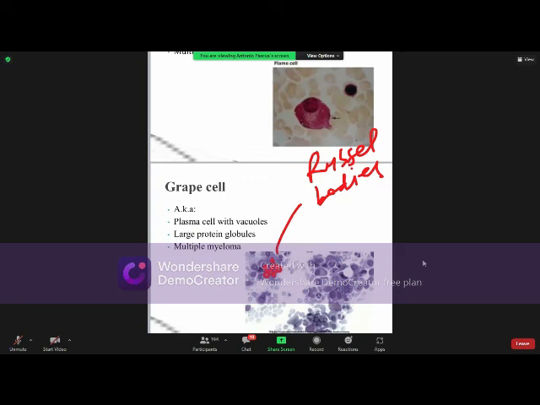Okay? So just like in flame cell, if there is increased production of antibodies or immunoglobulins within your cell, in cases of multiple myeloma, you can have this appearance of your plasma cell. So if there is multiple myeloma, you can see both flame cells and grape cells.